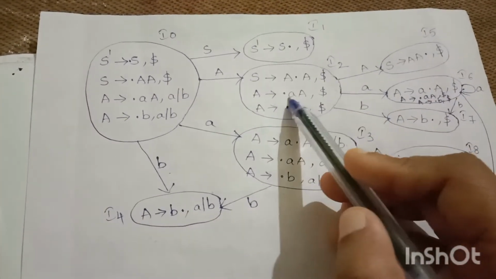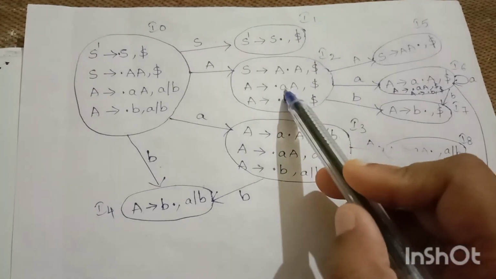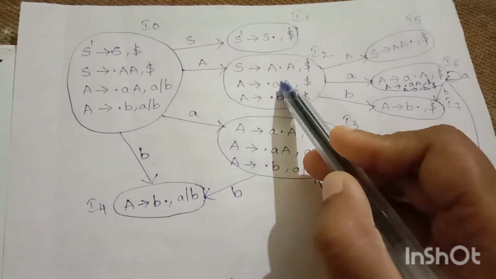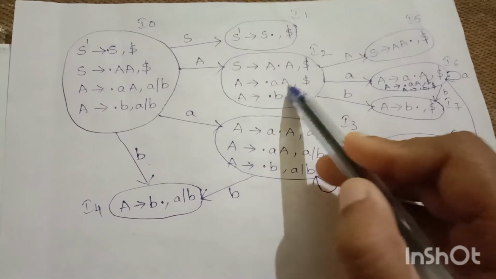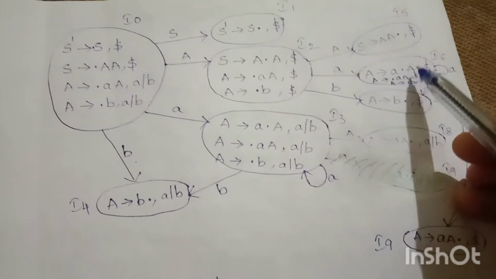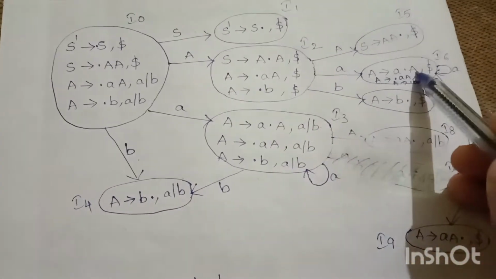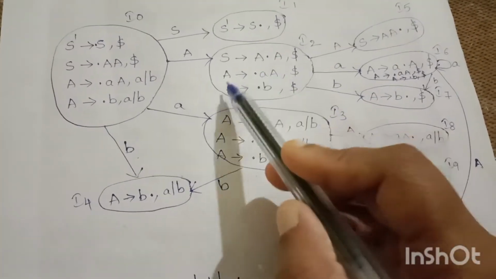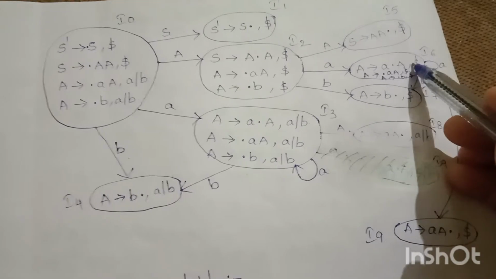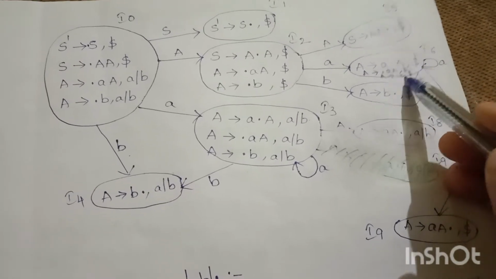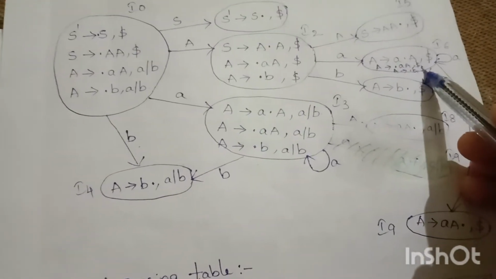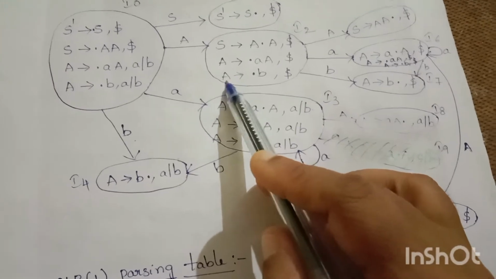And next coming to this. So I2 on state small a, what it becomes: A tends to a, this dot is shifted here. So A tends to a dot A, comma, look ahead symbol dollar. So here after dot we have a non-terminal, so it means that we need to write all the productions of this non-terminal. That is A tends to dot a and A tends to dot b. The look ahead symbol you need to write is what look ahead symbol we have in this state. So we have dollar as the look ahead symbol here, so that dollar you need to write here. Okay, and next here this is completed.